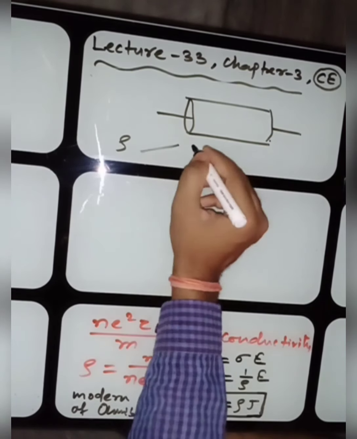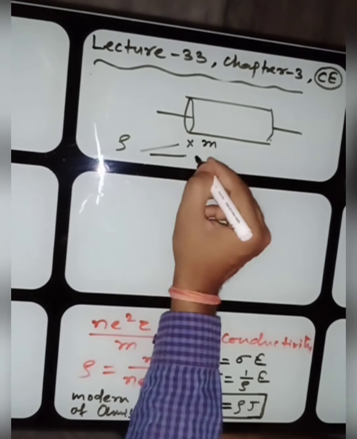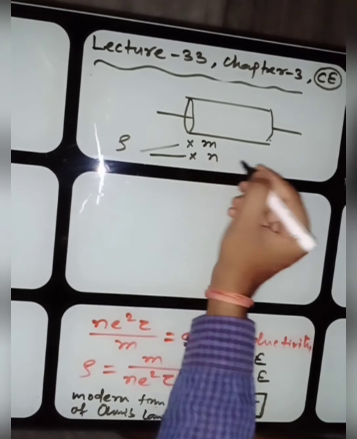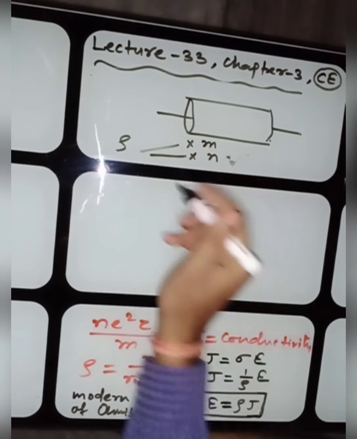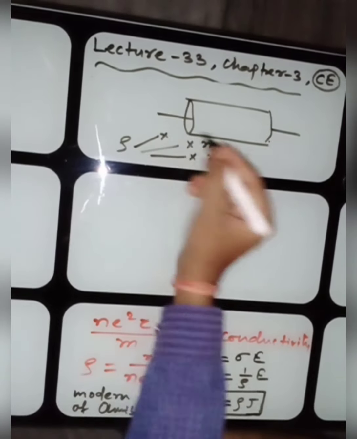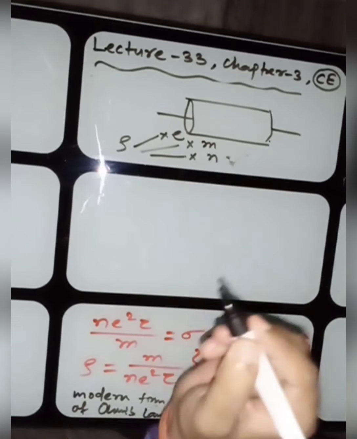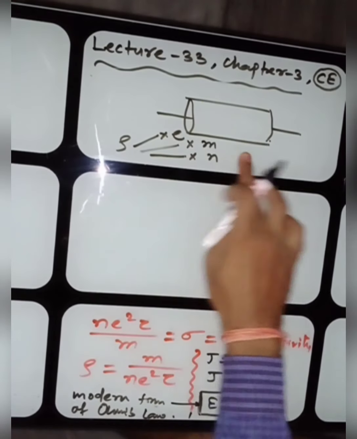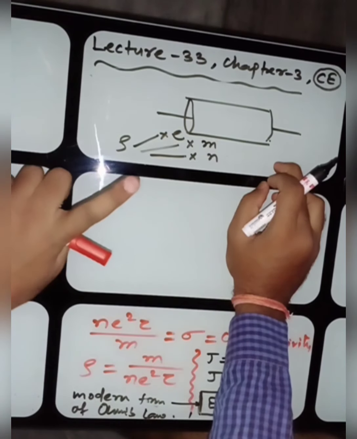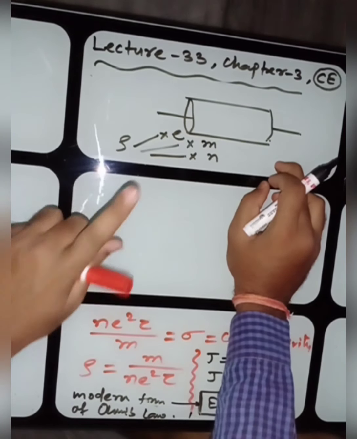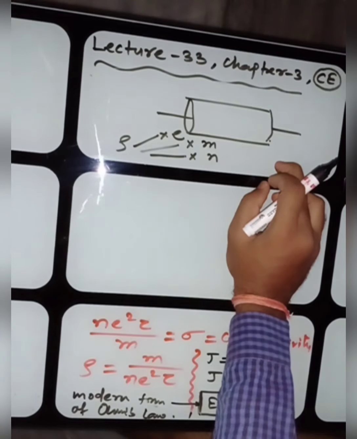It is not depending upon m, it is not depending upon n, and it is not depending upon e. And what about the tau? So you will see it depends upon tau, but there is a certain limit. How this tau will change the resistivity.